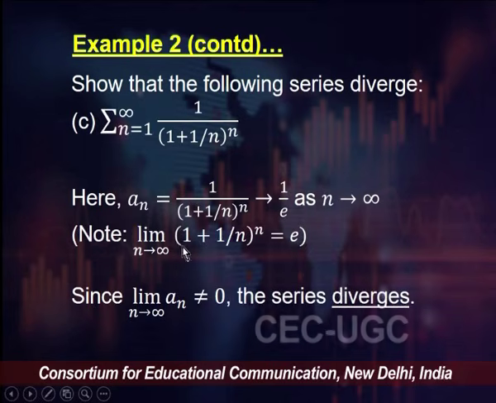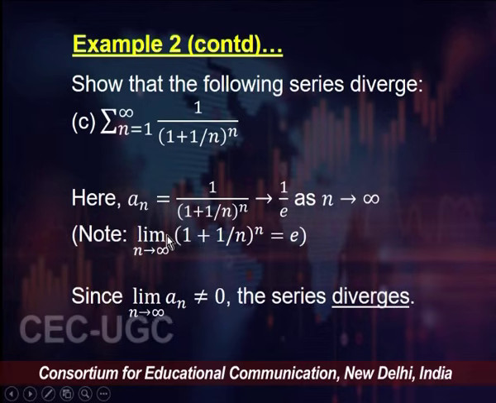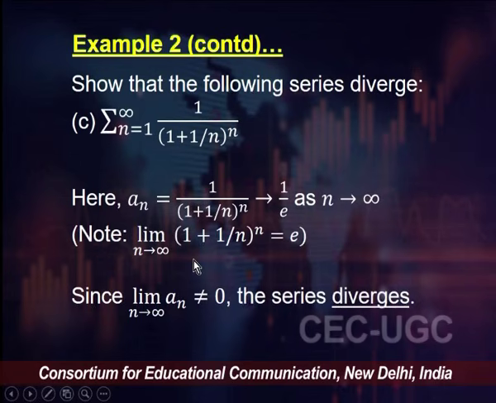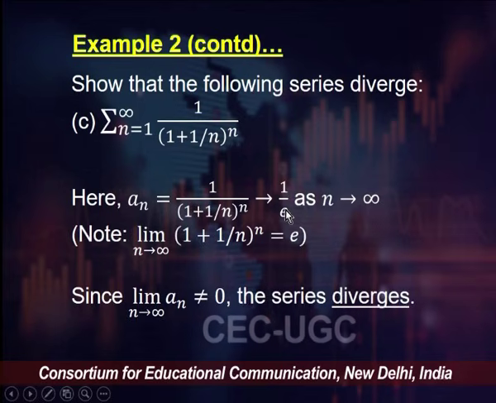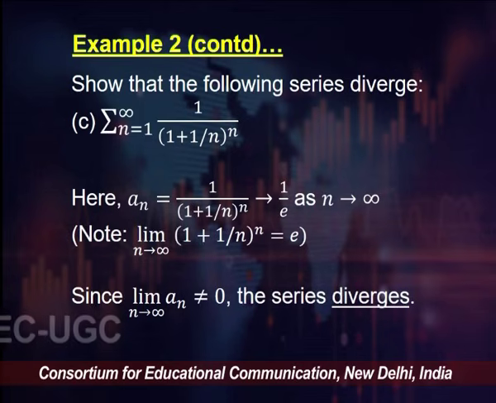e is nothing but, by definition, a limit. So, this is something we cover in chapter 8. e is given as the limit of 1 plus 1 by n to the power n as n approaches infinity. So, this entire rational function will also tend to 1 by e as n tends to infinity. And again, because limit a sub n as n tends to infinity is non-zero, the series diverges.